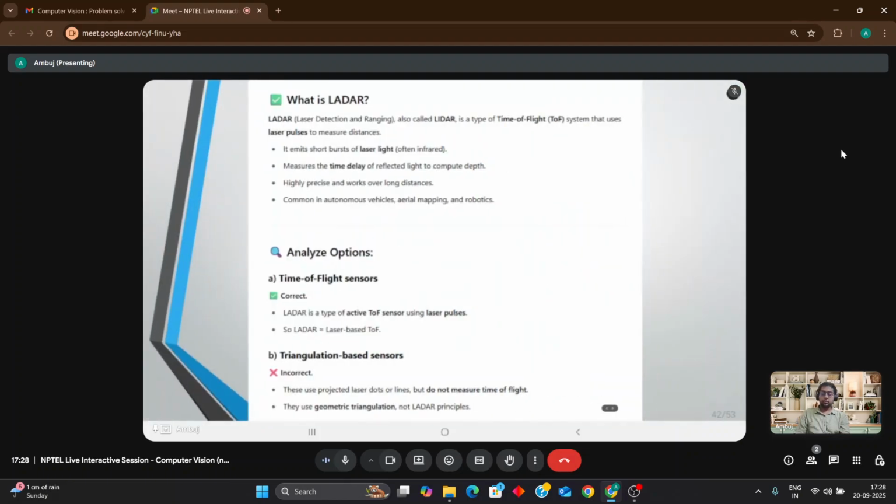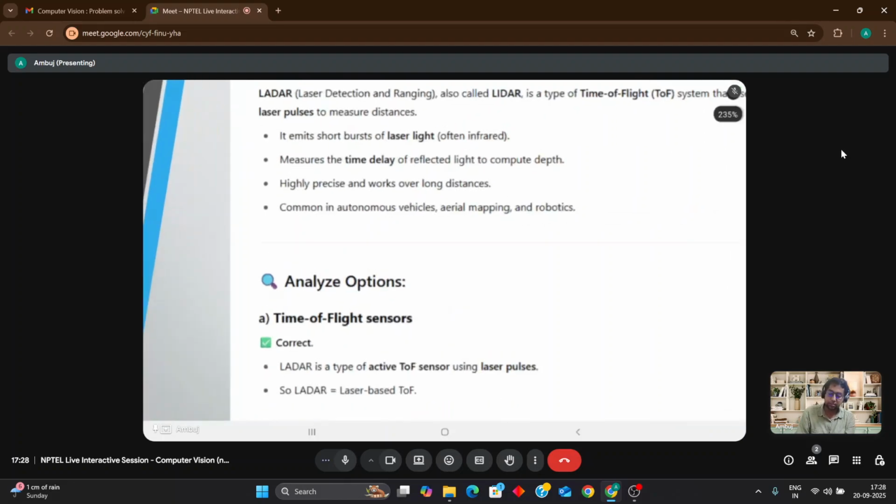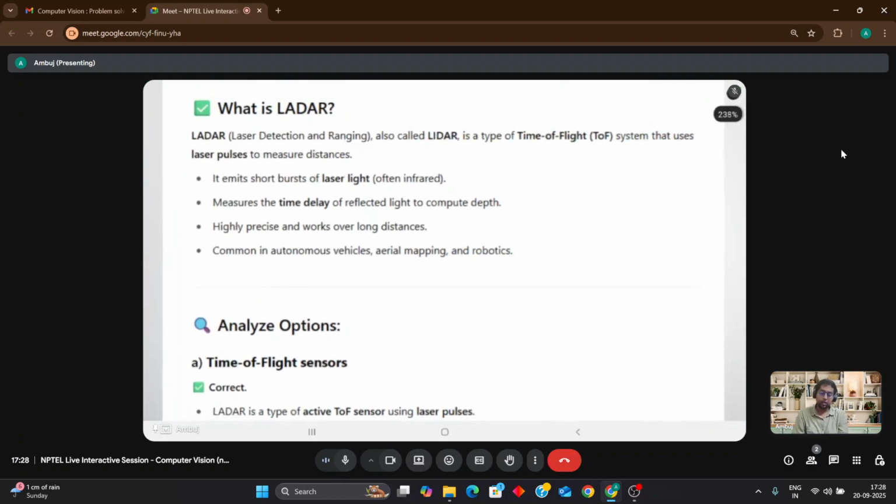What is LiDAR? LiDAR is light detection and ranging. It's a type of active sensing system that uses laser pulses to measure distances. It emits short bursts of laser light and measures the time delay of the reflected light, which gives the depth. It's highly precise and works over long distances. It's common in autonomous vehicles as well as aerial mapping. This is LiDAR.